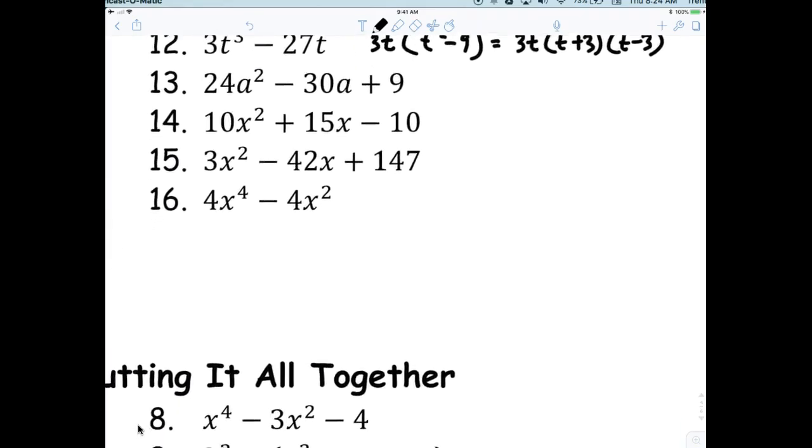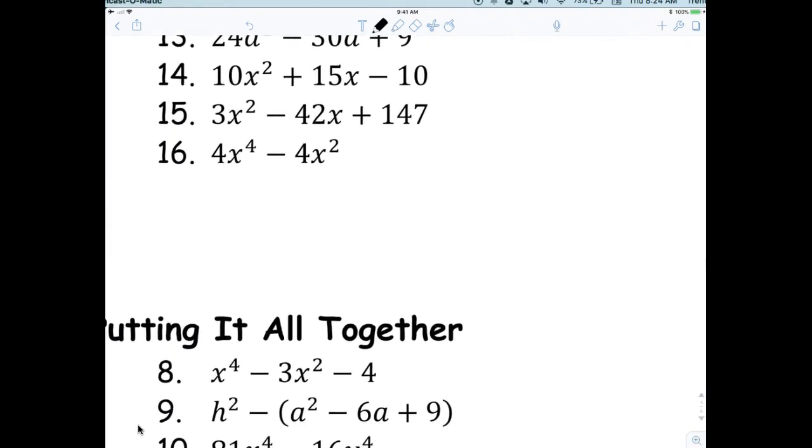I think we should do 16 just to make sure. So factor out a what? 4x squared. Yes, thank you. 4x squared. What's left behind? x squared minus 1. All right.